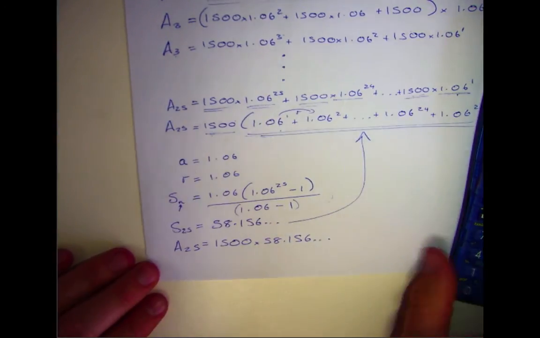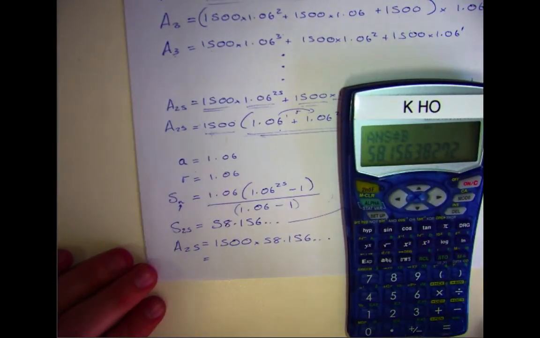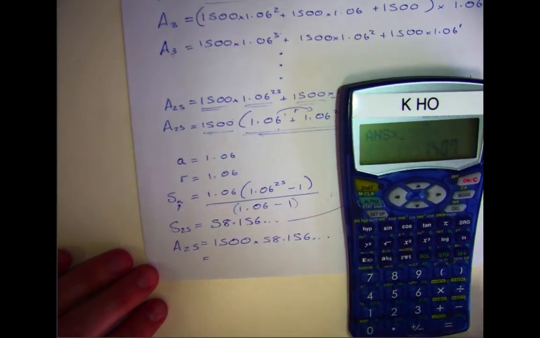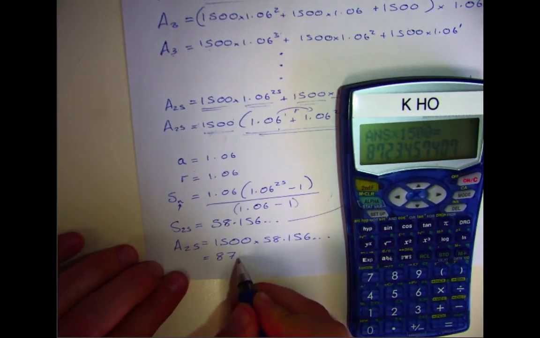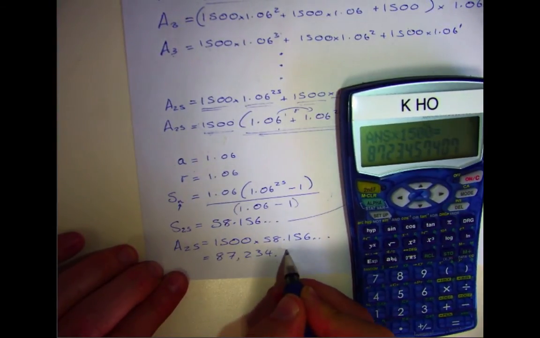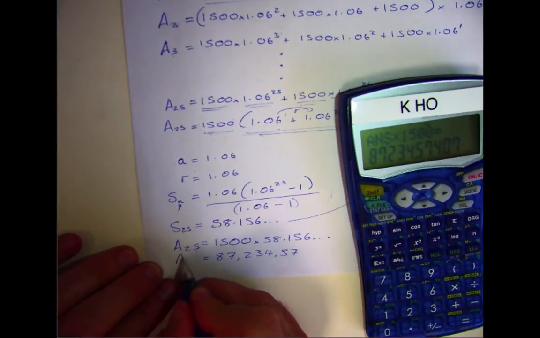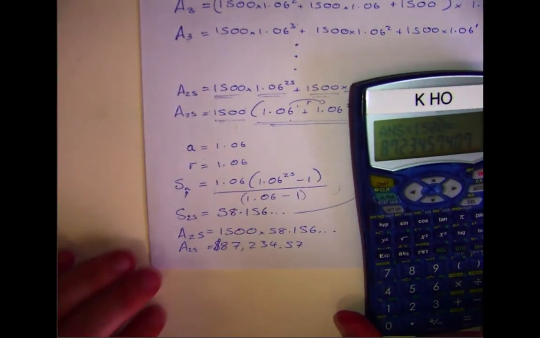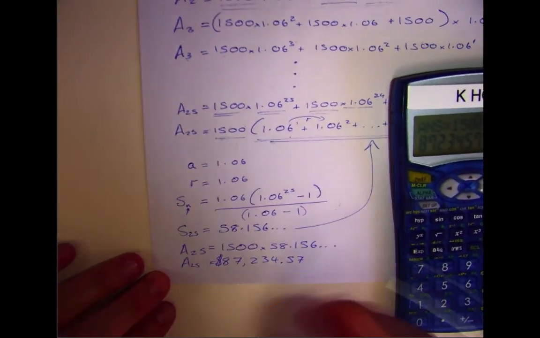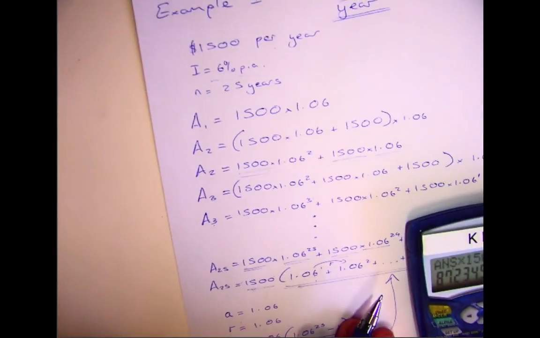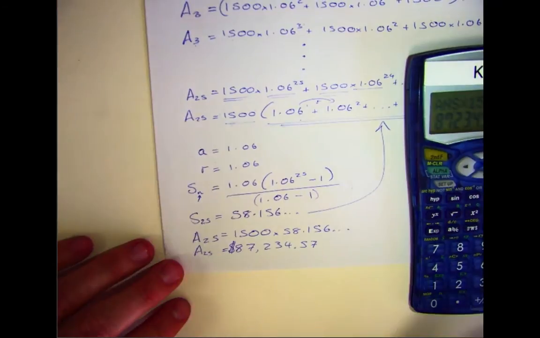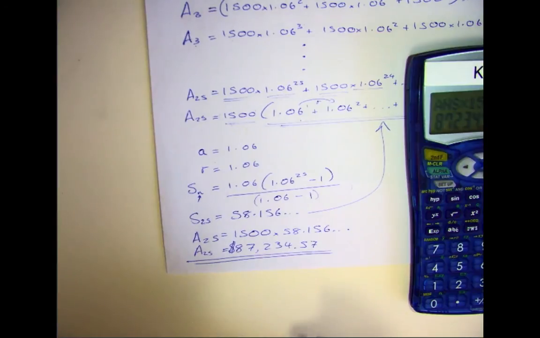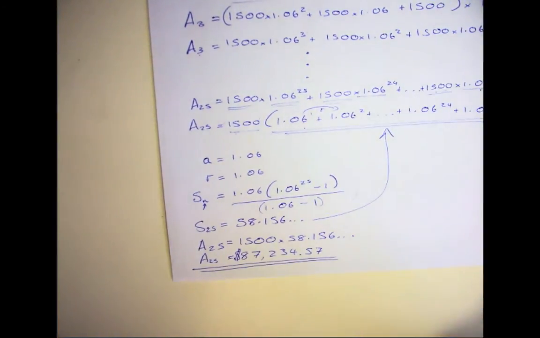You must use the stored amount because otherwise you won't get the exact value. So I've already got it there, so I can just go times 1,500 equals $87,234.57. So if you start saving now, fellas, you put away $1,500 each year for 25 years at a rate of 6% interest. After 25 years, you'll have a grand total of $87,234.57.